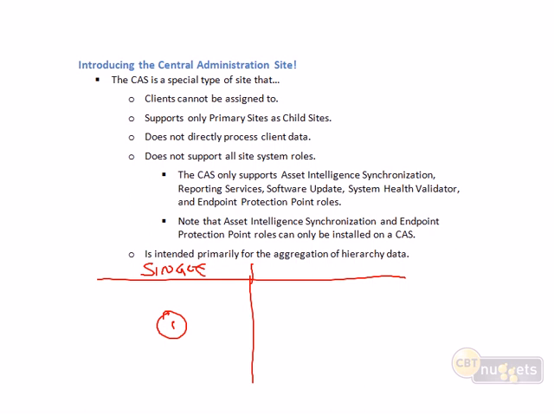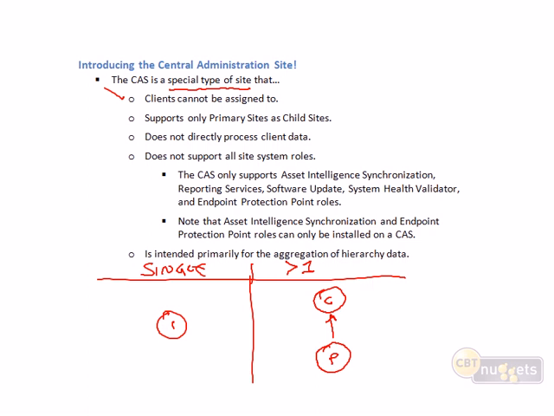Now, if you ever think that you need to go beyond a single server, so greater than one server or greater than one site, the way in which we construct these is by constructing 2 servers, one of them being a CAS and one of them being a primary site. This configuration is necessary because the CAS is a special type of site. Unlike in the old days, back in '07, when we had a central site, which was just the site that everybody pointed to, in 2012 the CAS is a very special type of site that, and you'll notice here, clients cannot be assigned to.